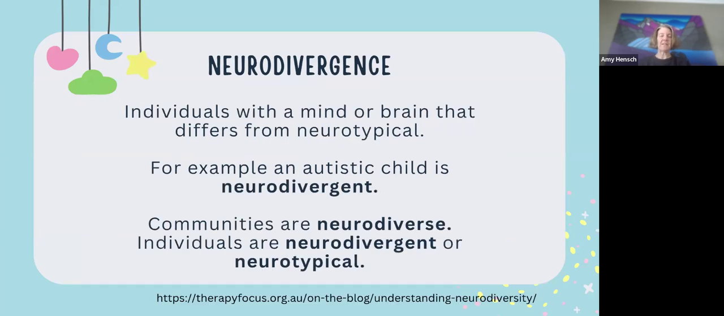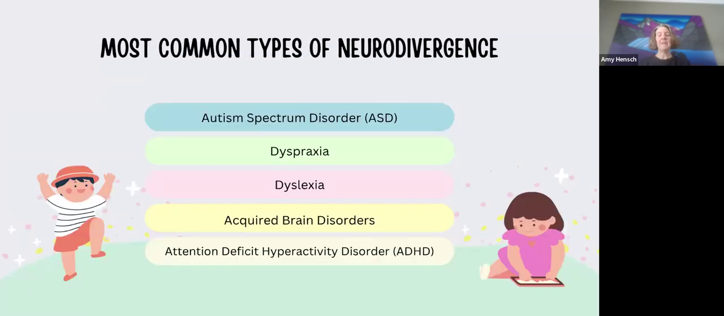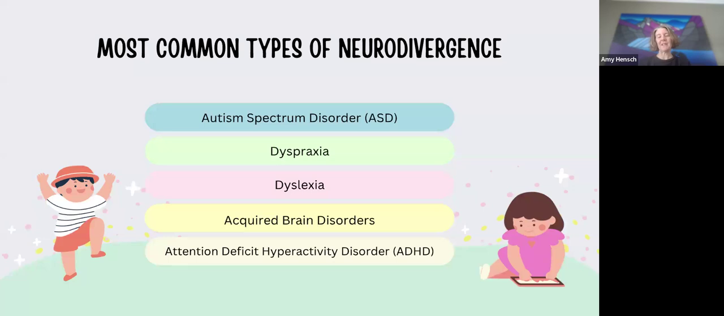Neurodivergence is when our brains differ from neurotypical. For example, an autistic child is neurodivergent. Communities are neurodiverse, but individuals are neurodivergent or neurotypical. The most common types of neurodivergence you've likely heard of are autism, dyspraxia, dyslexia, acquired brain disorders such as brain injuries or stroke, and ADHD.